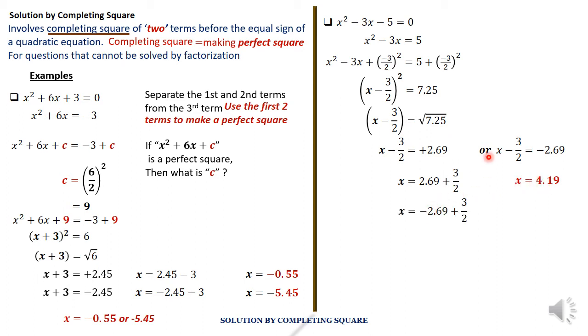or the value of x could be this negative 2.69. You now also add this one, 3 over 2, which gives us negative 1.19, and therefore we have two answers for this using the completing square method. Now we move on to another example.